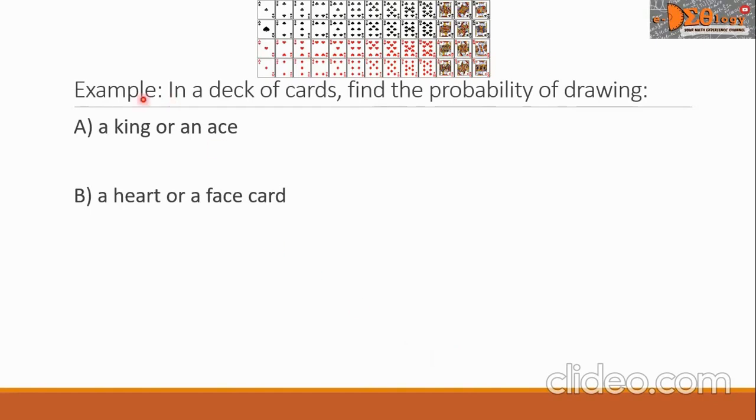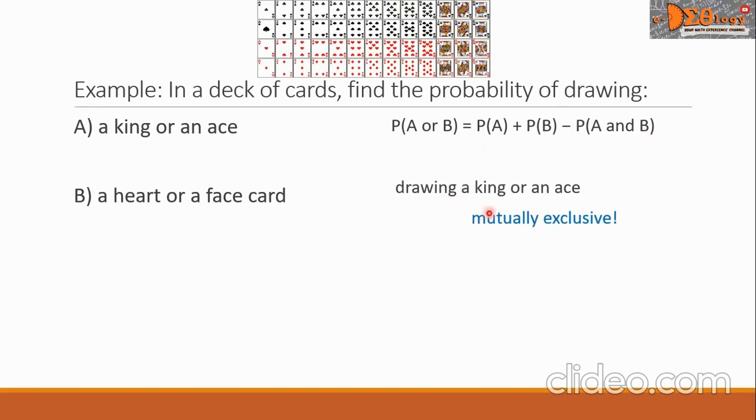Let us have an example. In a deck of cards, find the probability of drawing letter A, a king or an ace. Letter B, a heart or a face card. Let's start with our problem A. Let us write our formula here. The P of A or B equals P of A plus P of B minus P of A and B.